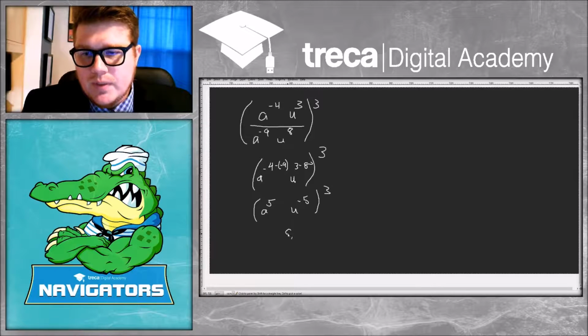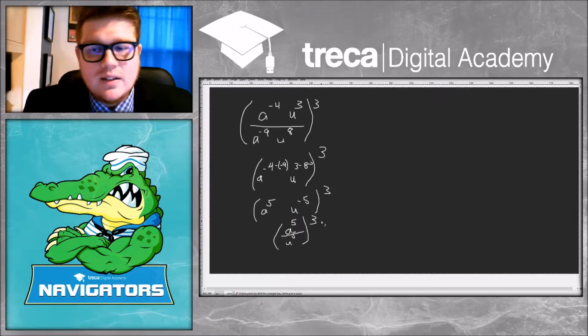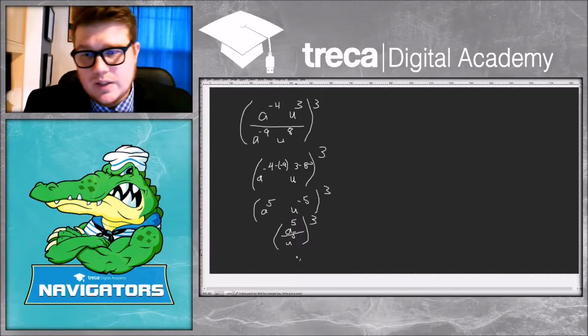So as we remember, a to the fifth, to get rid of the u to the negative fifth and change it into u to the fifth, we have to take the reciprocal and put it in the denominator. And this is still raised to the third power. And then last, you're going to distribute your exponent. So a to the fifth to the third, you're going to multiply those exponents. And that gives you a to the 15th over u to the 15th.